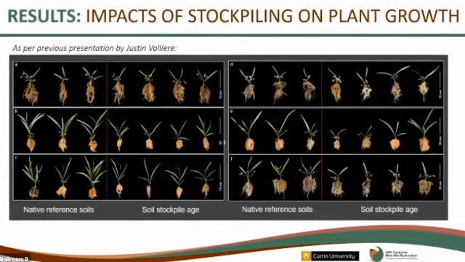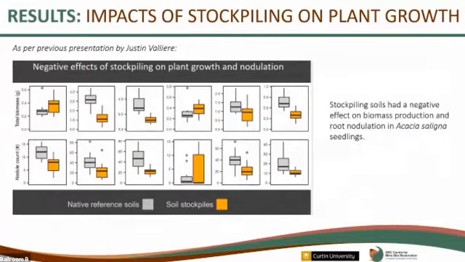Overall, plants performed better in native reference soils than in stockpiled soils in relation to total biomass, root nodulation, and water use efficiency. As can be seen here in these figures courtesy of Justin Valliere, stockpiling generally had a negative impact on biomass and root nodulation. All of this information produced from the plant bioassay is useful and provides insight into soil functionality.